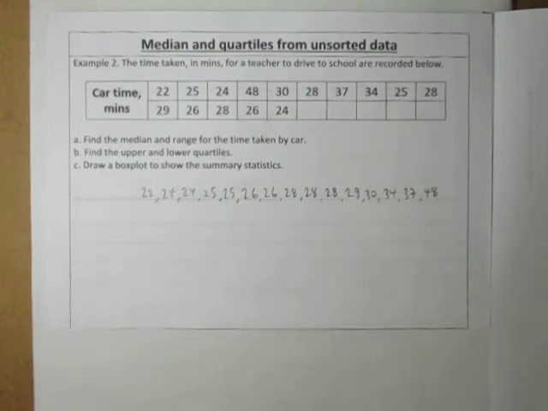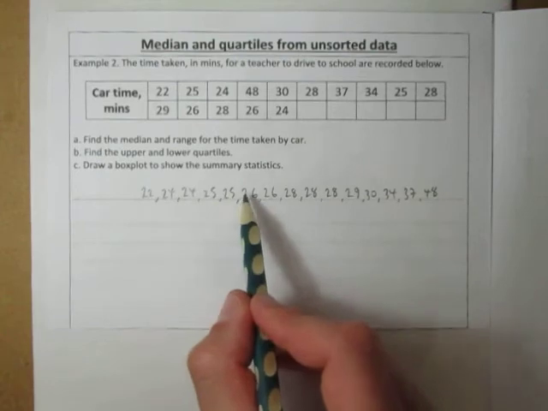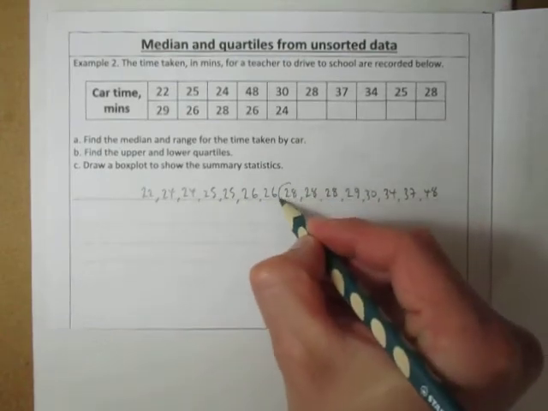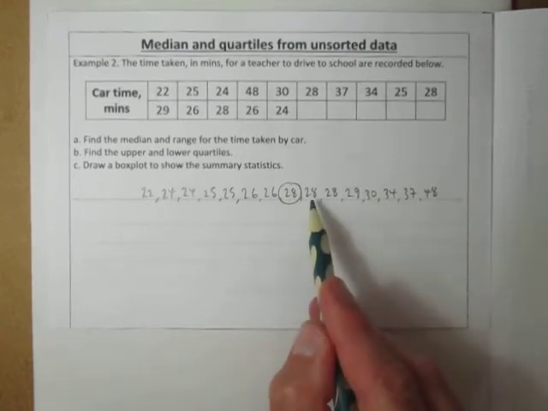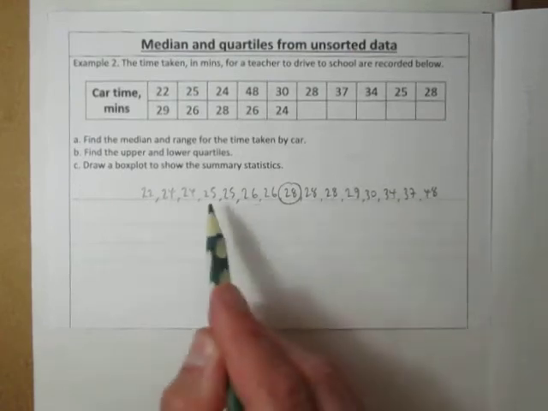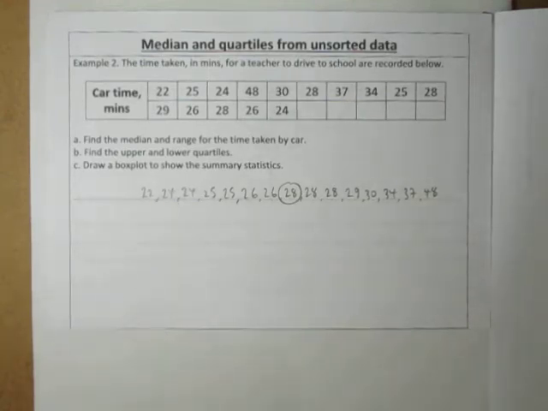Well, there are 15 pieces of data, which means that the 8th one should be the one that's in the middle. 1, 2, 3, 4, 5, 6, 7, 8. If I just double check, there should be the same number of pieces of data either side. 1, 2, 3, 4, 5, 6, 7. 1, 2, 3, 4, 5, 6, 7. Okay, so I have found the middle value there.